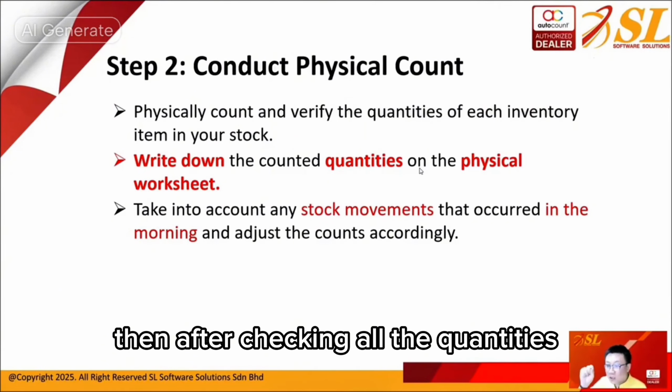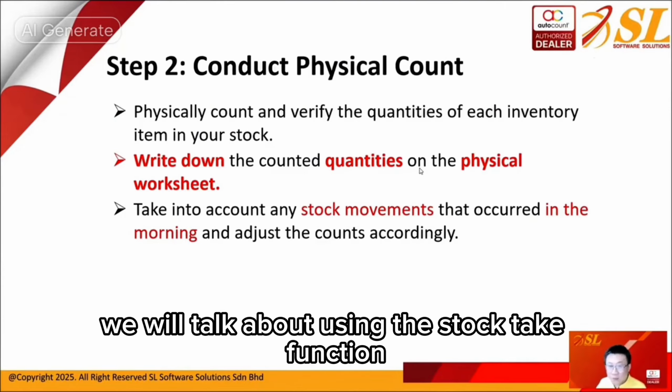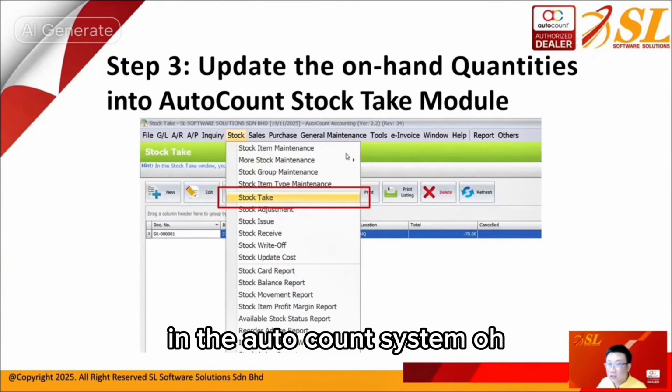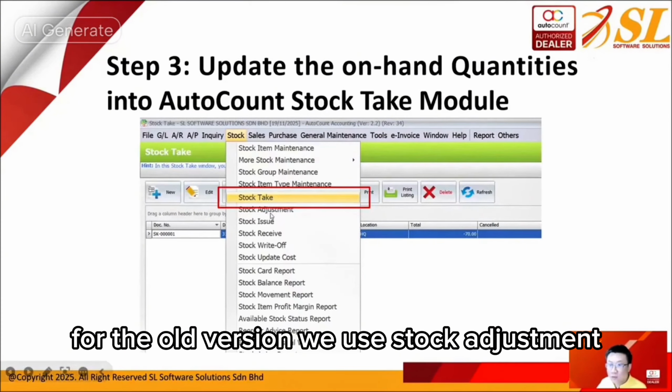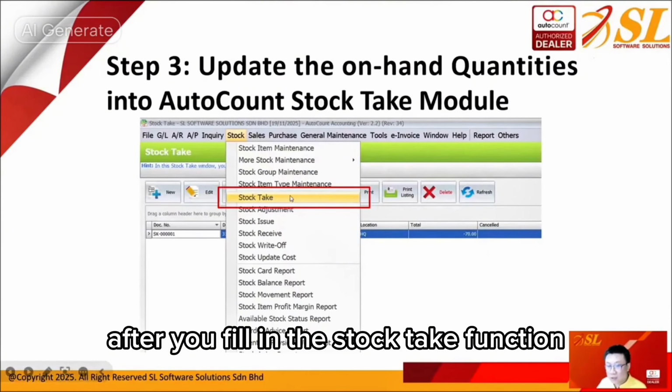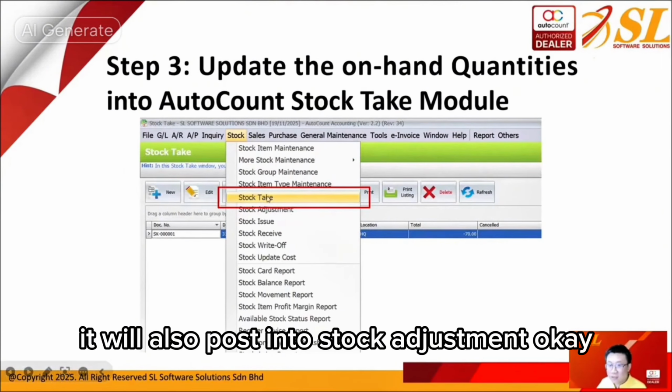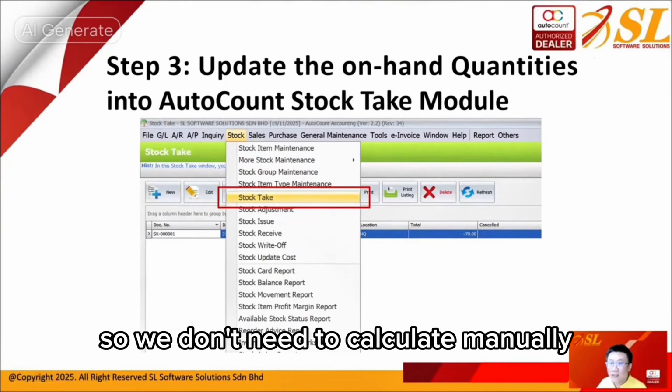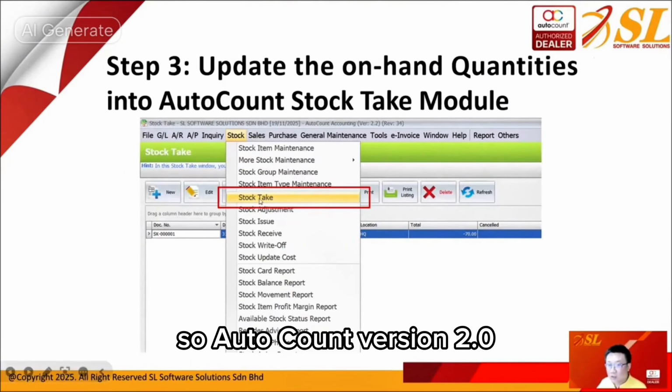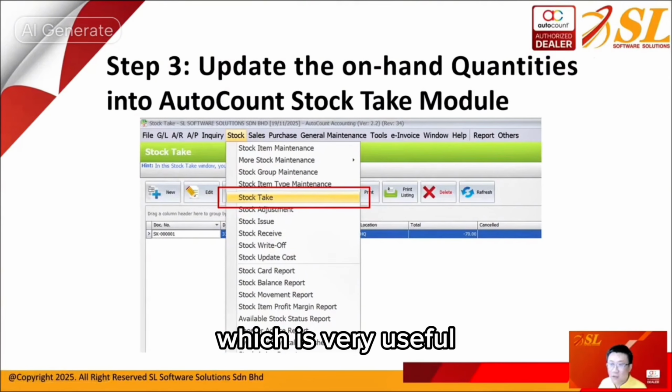Then after checking all the quantities and filling them on that paper, we will talk about using the stock take function in the AutoCount system. For the old version, we use stock adjustment. After you fill in the stock take function, it will also post into stock adjustment, okay? It just calculates automatically, so we don't need to calculate manually, okay? So AutoCount version 2.0 has this new feature called stock take, which is very useful and greatly reduces errors in your stock take.